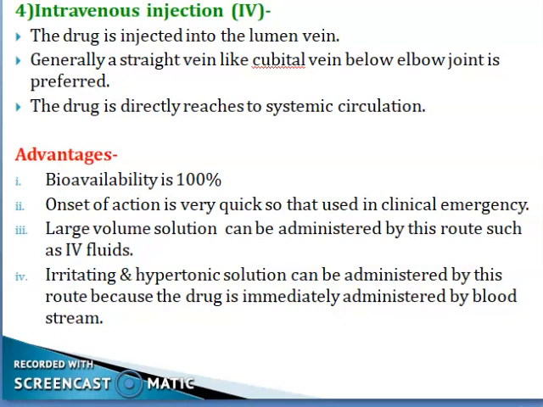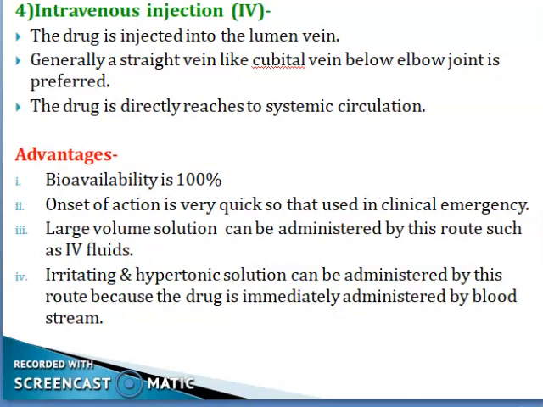जसं आपण बघितलं, its bioavailability is 100% as well as it is directly given into the bloodstream. That's why its onset of action is very quick. That's why in clinical emergencies it can be used. Next one is the large volume solutions can be administered by this route such as the IV fluids.